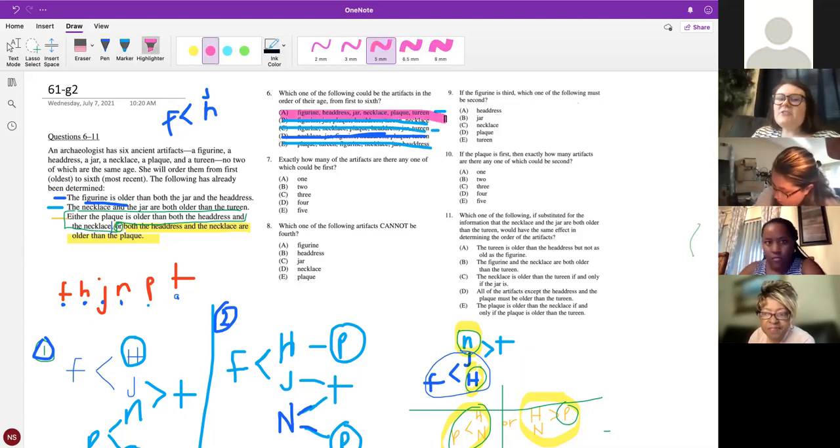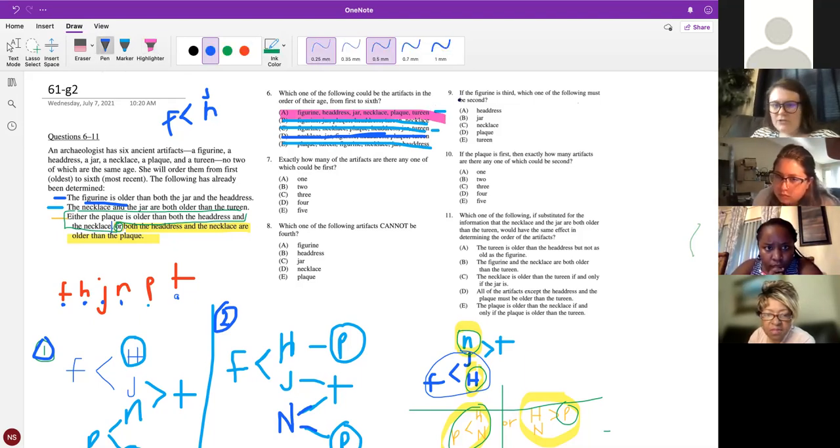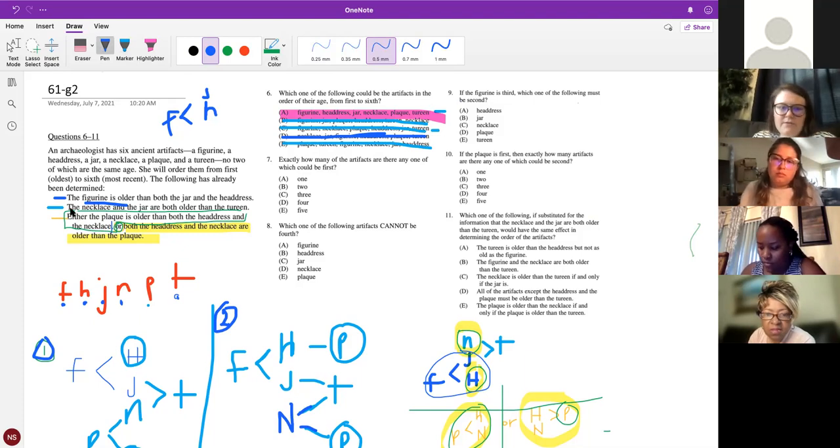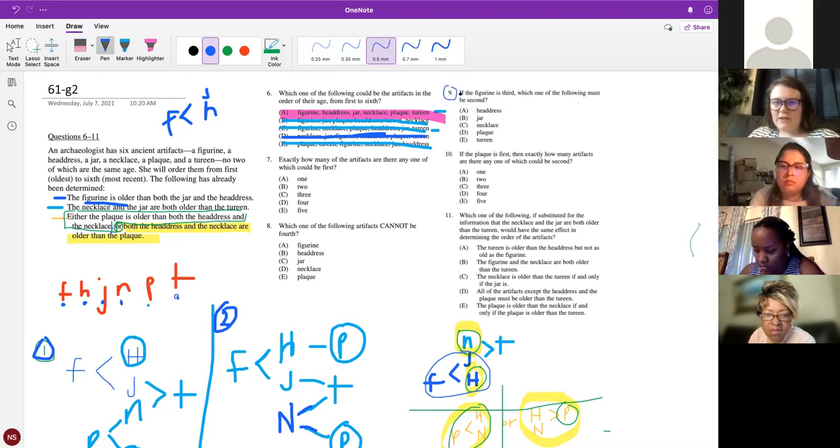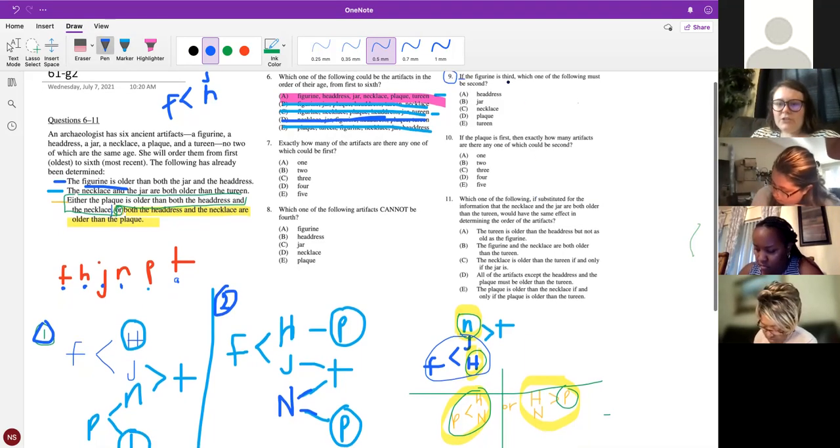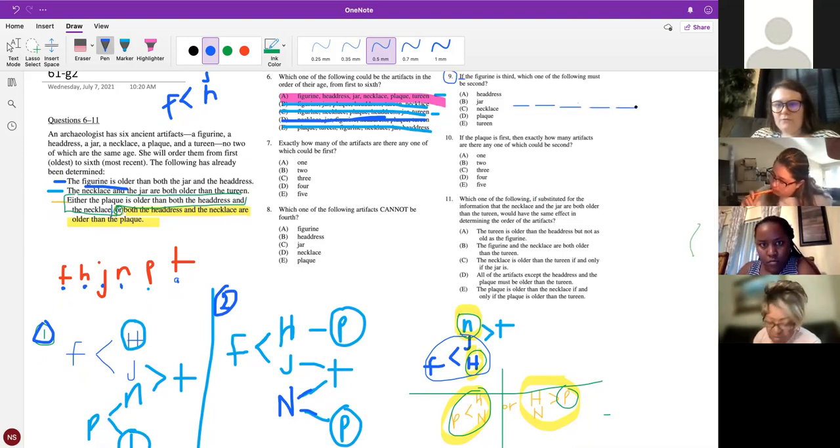All right, so after I do my typical first question, I skip and go to my "if" questions first. So I would skip 7, skip 8, and go straight to 9 and do the "if" question. If the figurine is third, which of the following must be second? I would automatically draw out my little scenario. I would put figurine in third and go ahead and try answering this question on your own, and then we'll go over it.